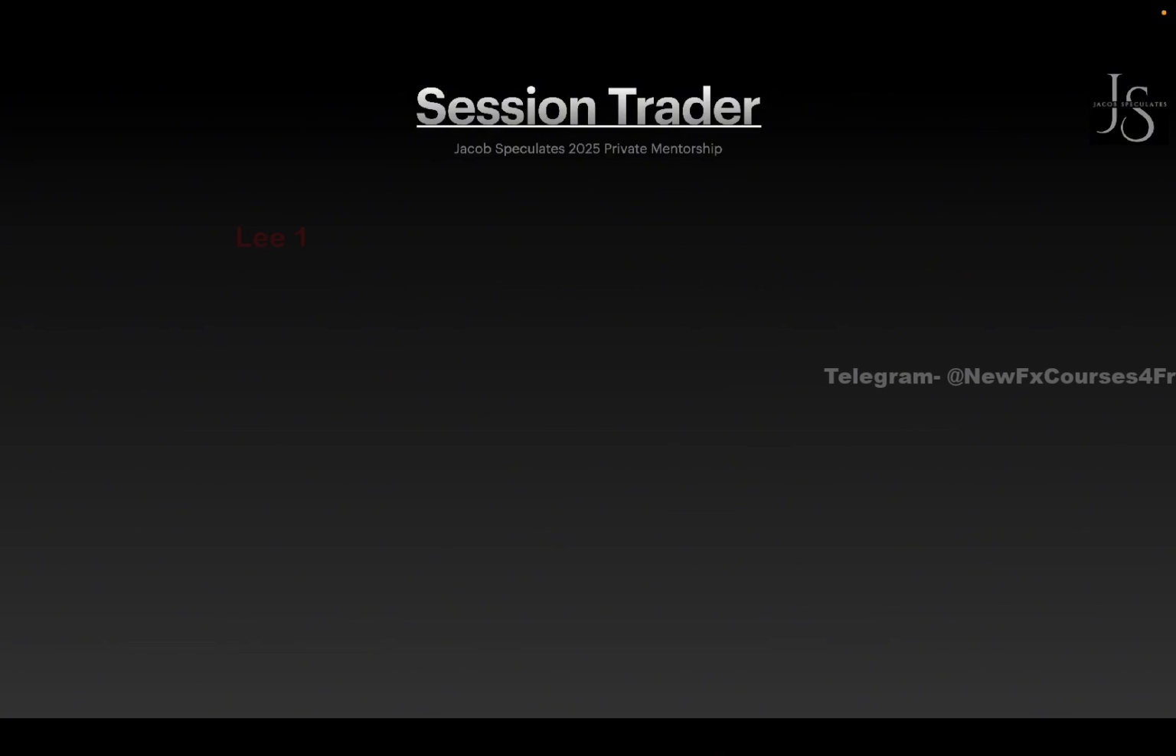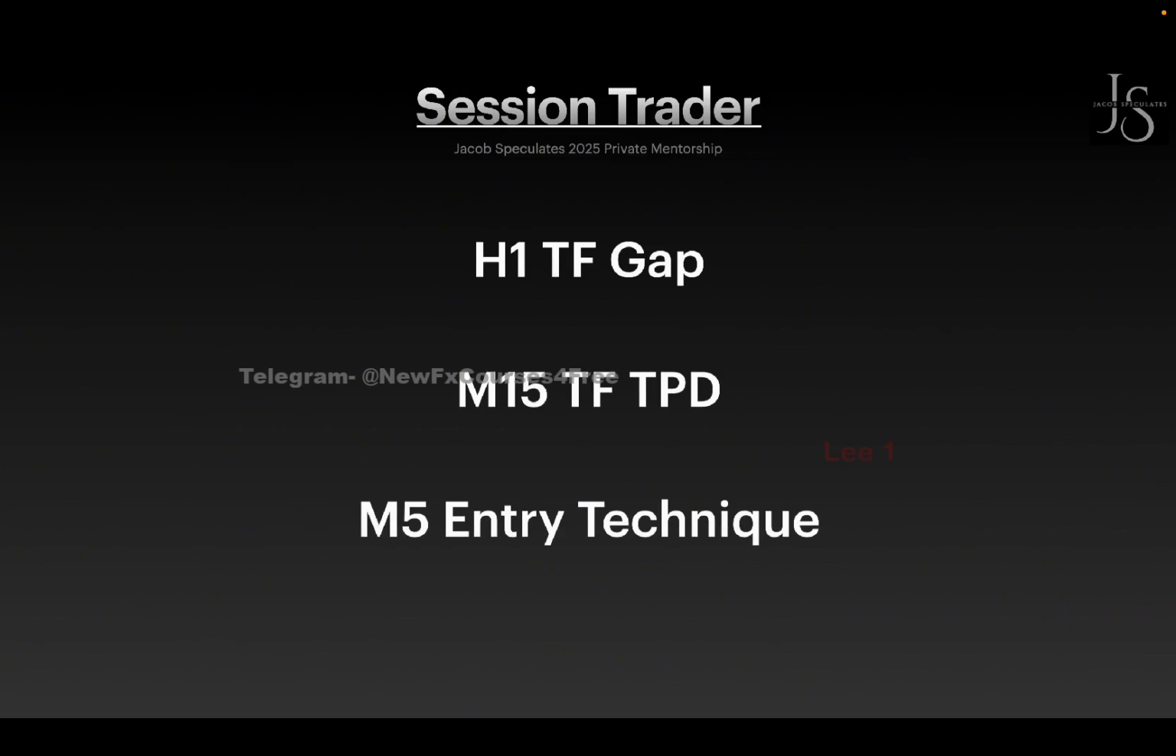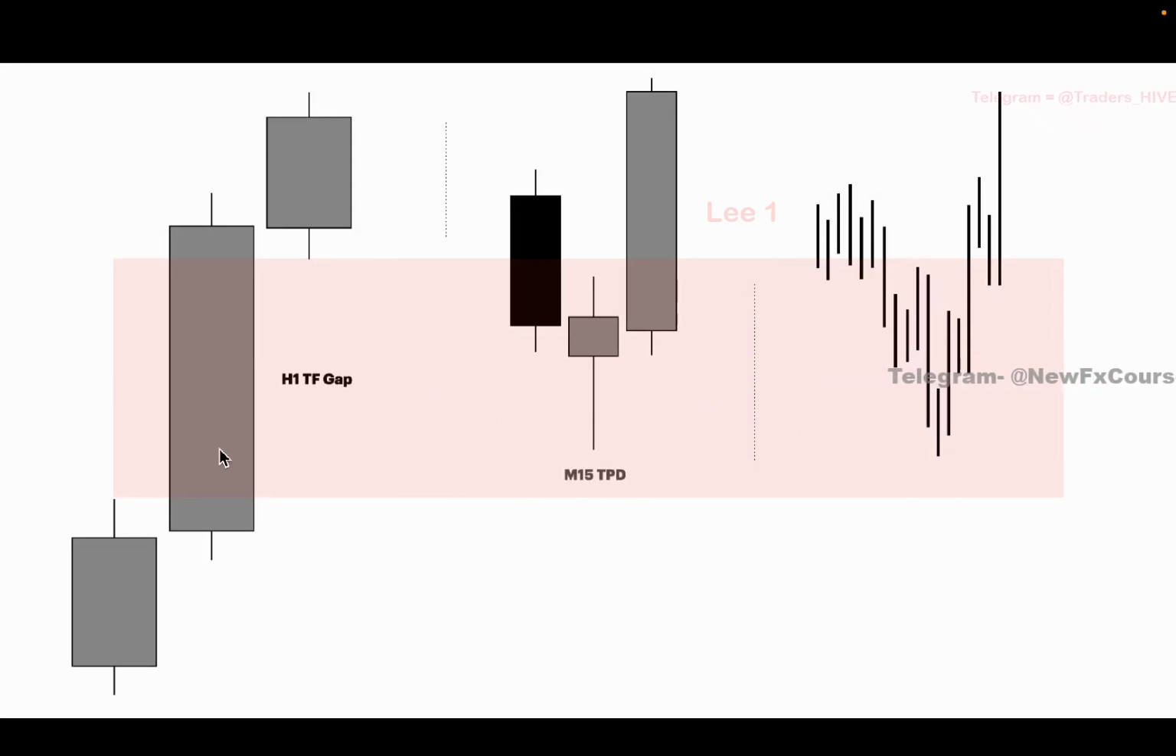So now looking at the session trader, we're not going to focus on a scalper for this model because I don't think it's necessary for a continuation. So the lowest we'll go in this lecture will be a session trader. The session trader uses a 1 hour time frame gap, a 15-minute time frame TPD, and then a 5-minute time frame entry technique. So again, we'll have a 1 hour time frame gap, 15-minute time frame TPD dropping inside of that gap, and then from that 15-minute time frame TPD, a 5-minute entry technique.